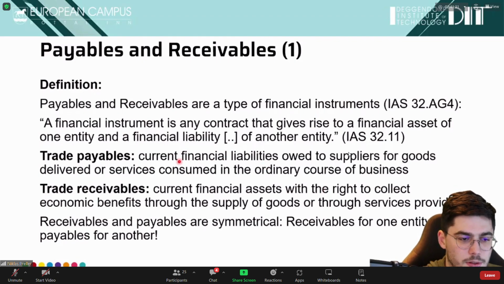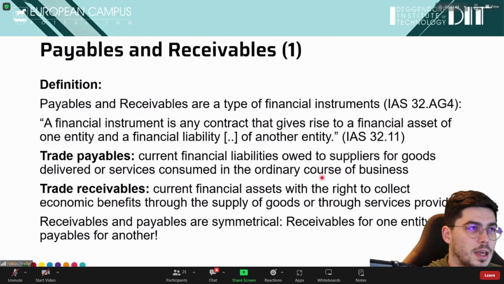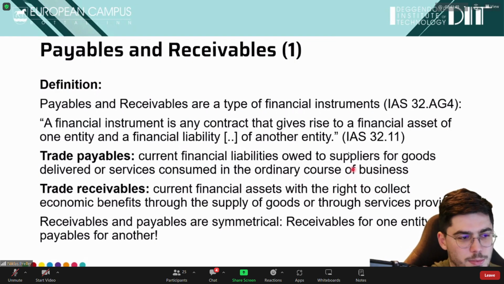Okay. So for the trade payables, we have current financial liabilities that are owed to suppliers for goods delivered or services consumed, and all those take place in the ordinary course of business. So those that are in the ordinary course of business, that would be trade payables. Anything else would be other liabilities.